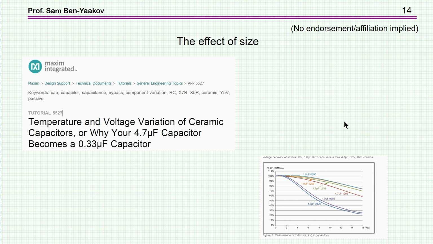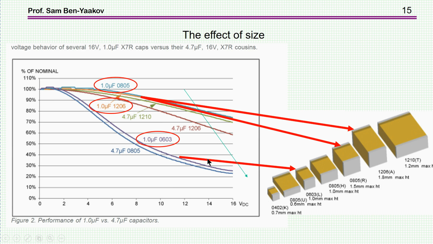Now, you would have thought that that is the story about the change of capacitance, but it's not. There's more to it. This is copied from an article by Maxim Integrated. There's no endorsement here, just taking it as an example. Many other companies are giving the same information, and they are talking about the change of capacitance as a function of size. And indeed, let's have a look at this chart, which is really amazing. These are for two values of capacitor, 1 microfarad and 4.7 microfarad.